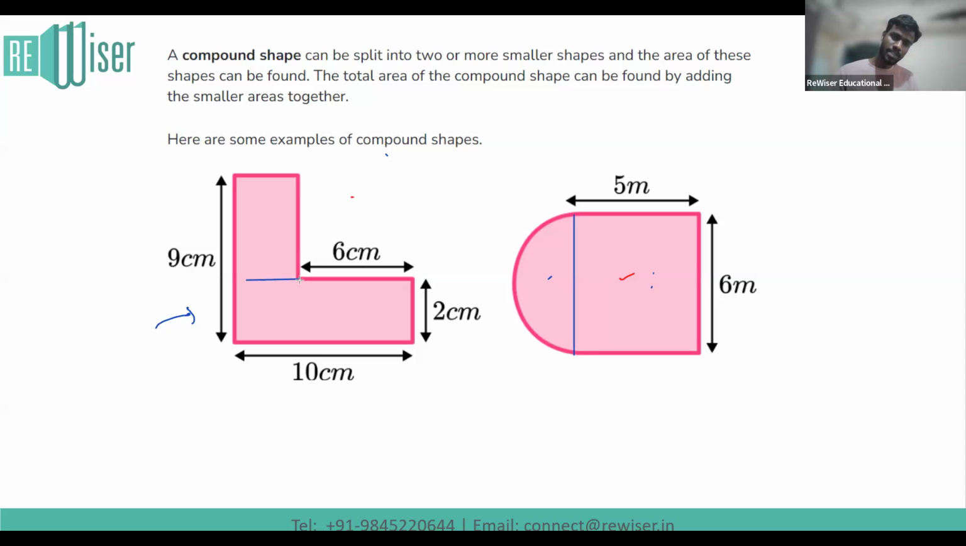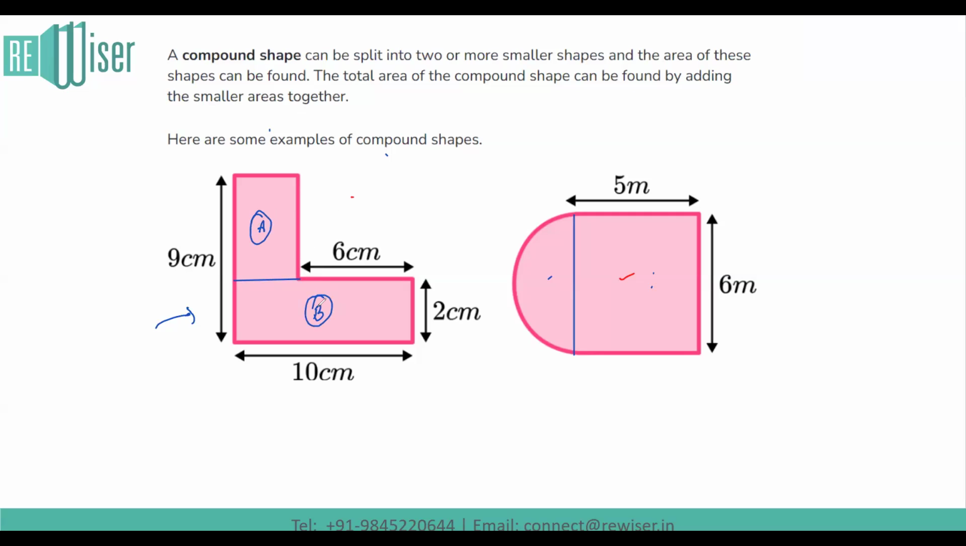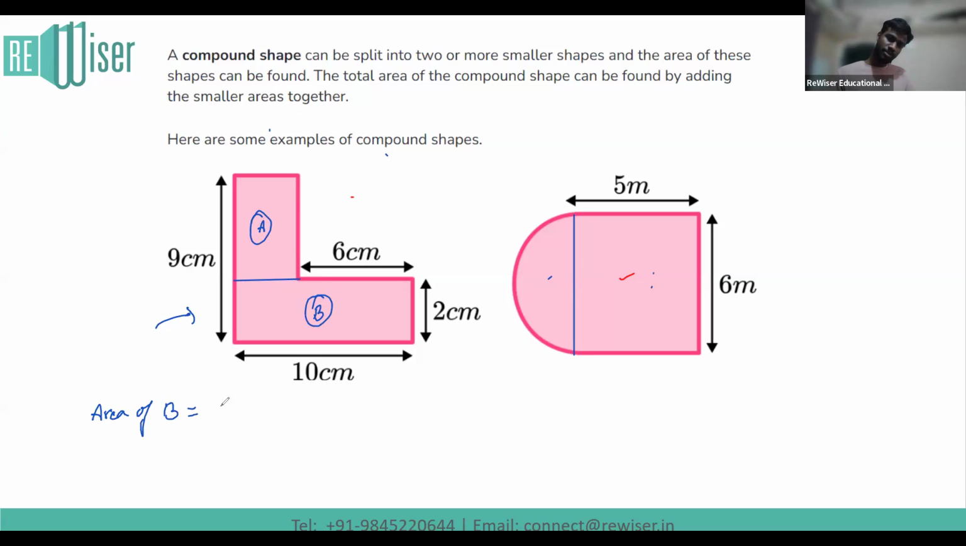I can also split it like this. So I can split it into two different shapes. This is shape A and this is shape B. What will be the area of shape B? That second figure is 10 upon 2. Then we will find the area, length into breadth. Okay, area of B is going to be 10 times 2. That's what you're saying, right?